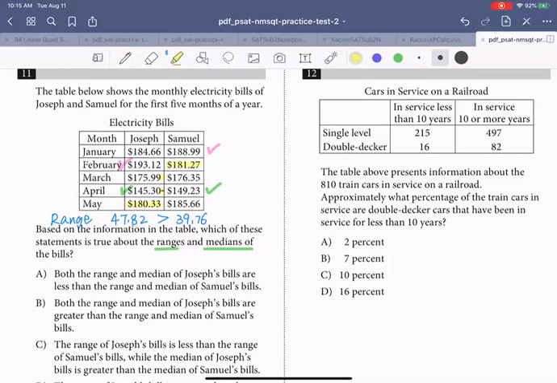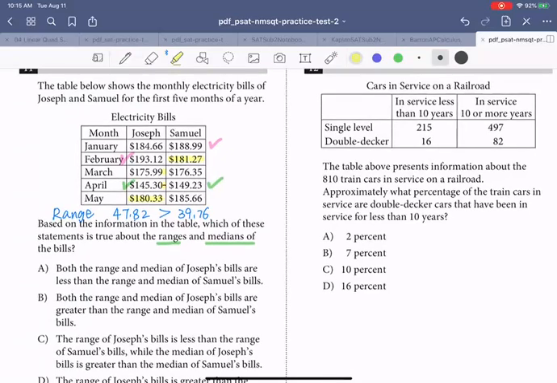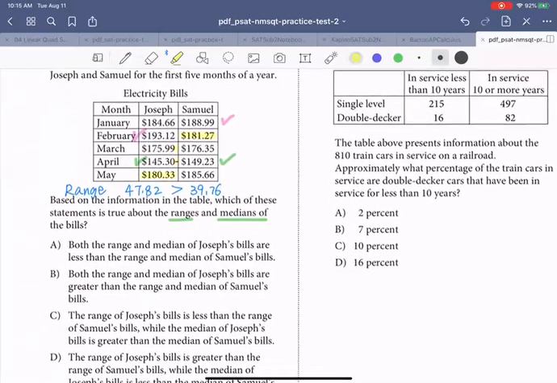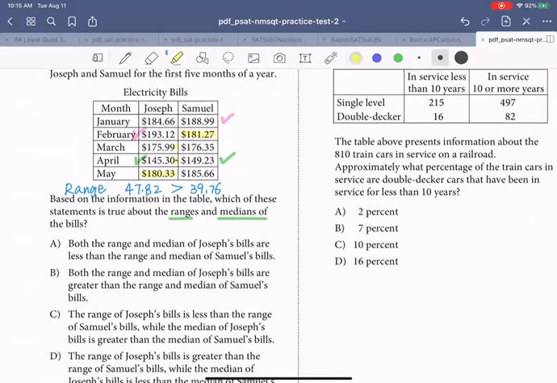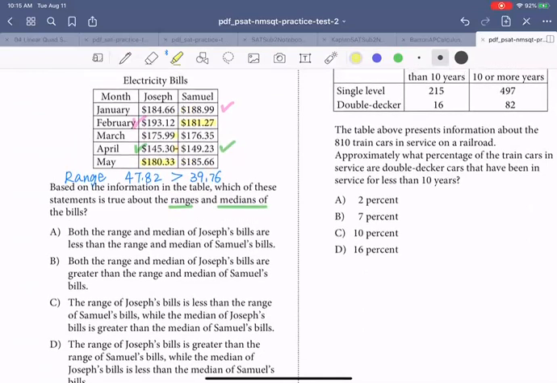Can I scroll down? Yes. I cannot see answer choice D. Answer is D. So your range is bigger. Yes. Joseph's range is bigger than Samuel's. And the median, who is the median? Less. Joseph's median is smaller than Samuel's median. Okay. Very good.